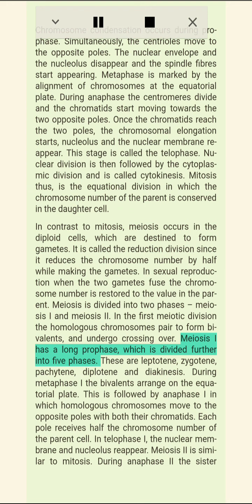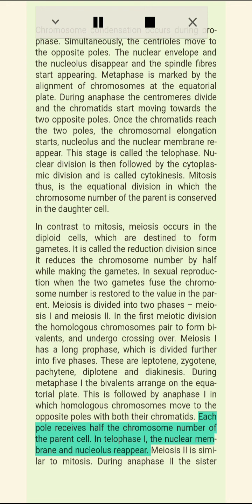Meiosis I has a long prophase, which is divided further into 5 phases. These are leptotene, zygotene, pachytene, diplotene, and diakinesis. During metaphase I, the bivalents arrange on the equatorial plate. This is followed by anaphase I, in which homologous chromosomes move to the opposite poles with both their chromatids. Each pole receives half the chromosome number of the parent cell.